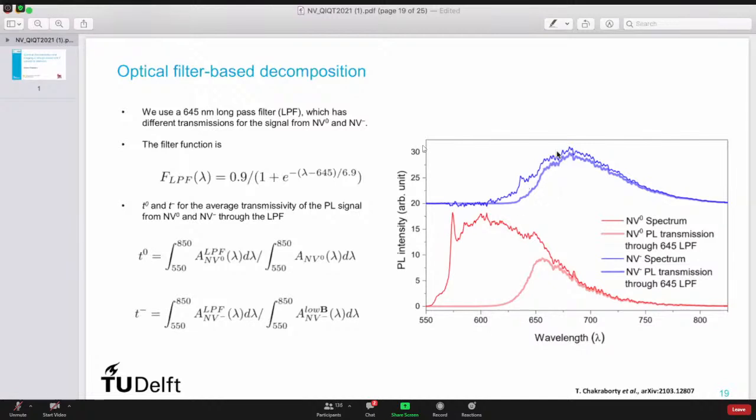The thin blue line is the spectrum and the thick line is the filter transmitted signal, the same for the NV minus. And then when we take the ratio of the integrated area under this filter transmitted curve to the curve which was not modulated, we can get the transmittivity of the NV0 and NV minus centers through this filter, which is shown here.